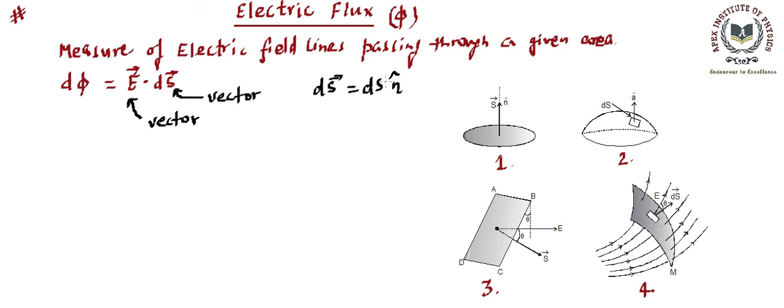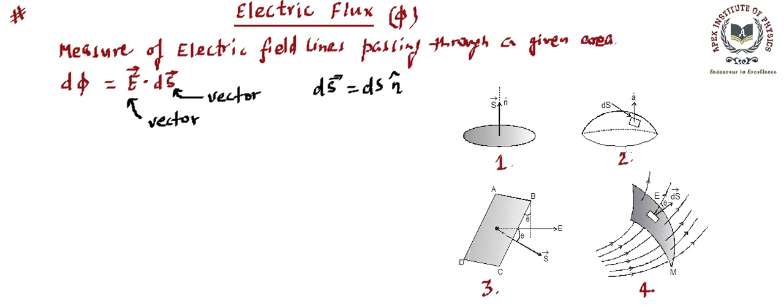Now to understand this direction, there are figure 1 and figure 2. Let's talk about figure 1. Figure 1 shows a circular area. If we talk about the area, that's going to be pi r square. If we talk about the area vector, then there has to be a direction which is perpendicular to this circular area. That perpendicular direction is n cap, which is perpendicular to that area and in the outward direction.